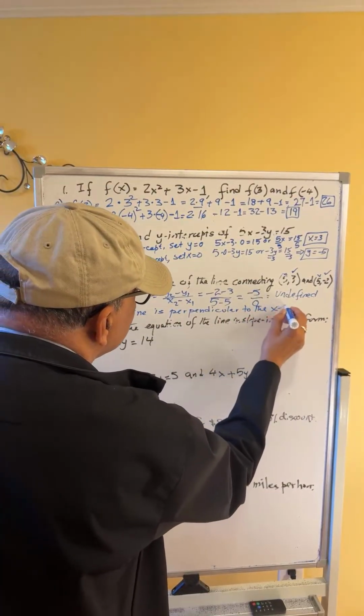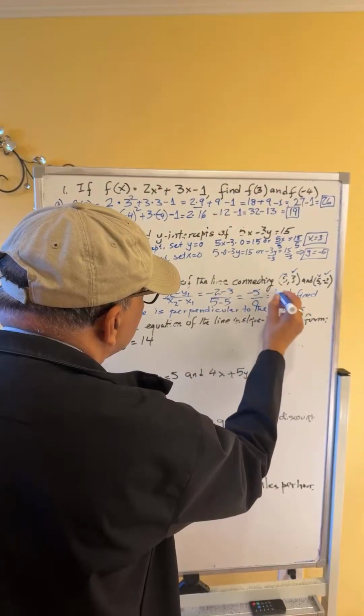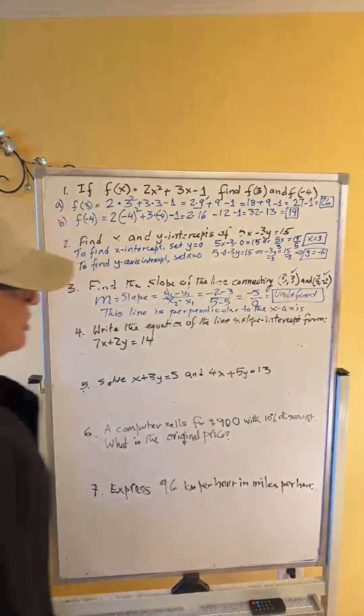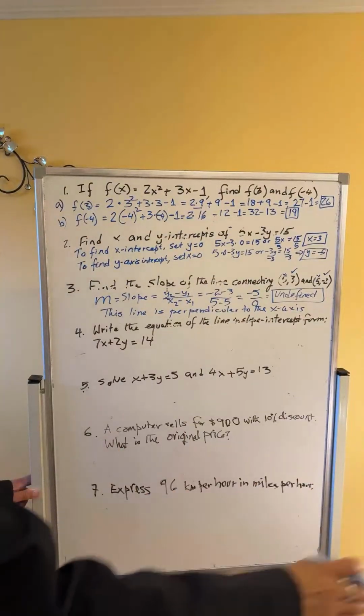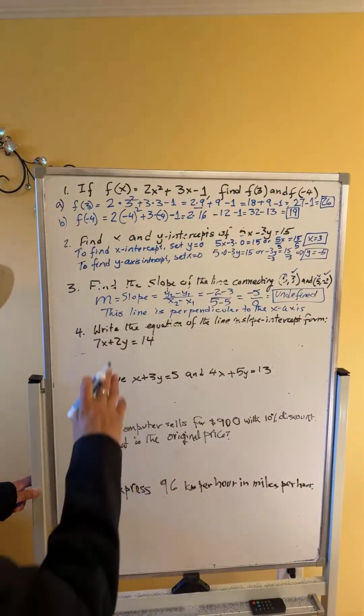That is, the slope of this line is not defined. Why? Because we are dividing by 0. And it only happens when the line itself is perpendicular to the x-axis.